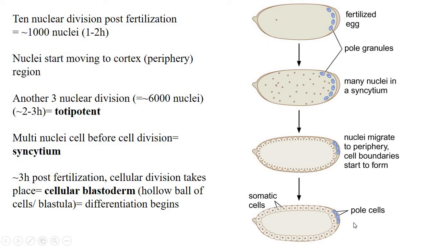So another thing, when you're making transgenic animals, you want to know which end is the posterior end of your embryo, so you can inject close to the posterior end. That means you will be injecting close to these pole cells, close to these germ cells.